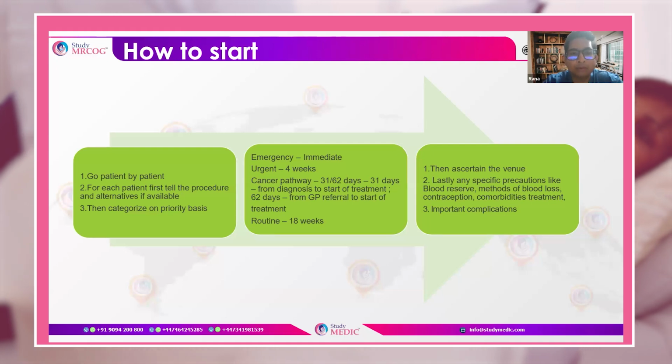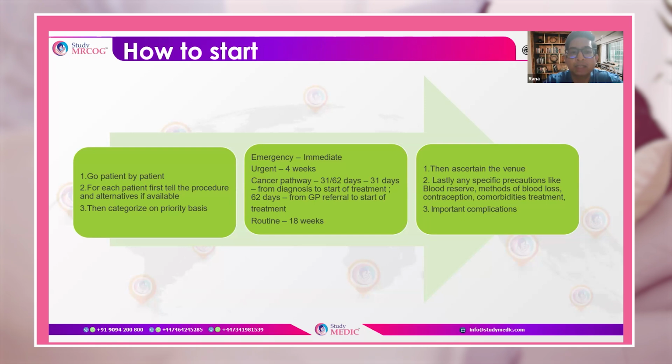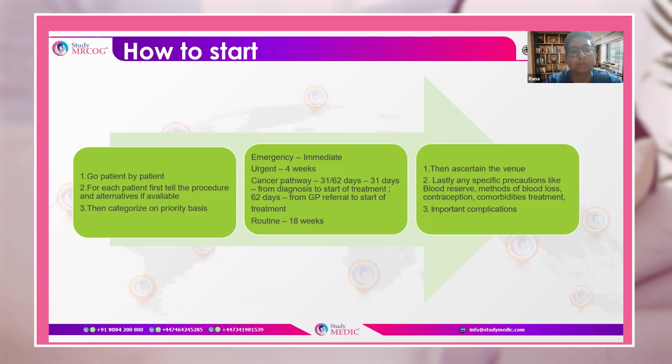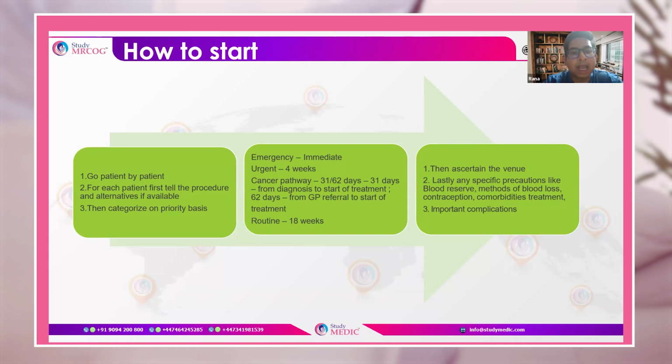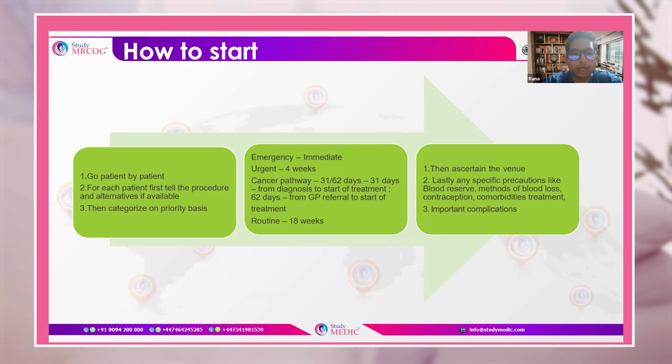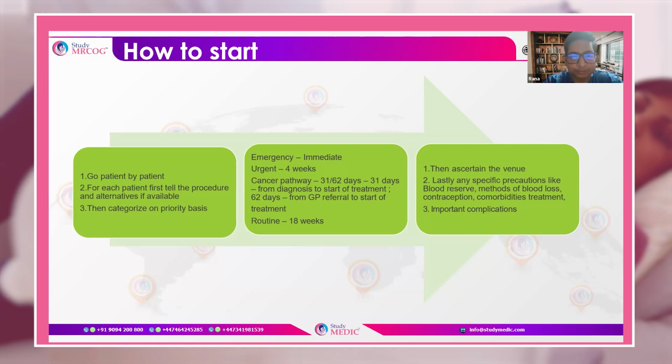You need to be aware of what the emergency conditions are. You need to be aware of what the urgent ones are, which means we need to perform this within 4 weeks. You need to be aware whether it is on the cancer pathway, and for a routine elective operation for a benign condition, you can choose a routine care pathway as well.